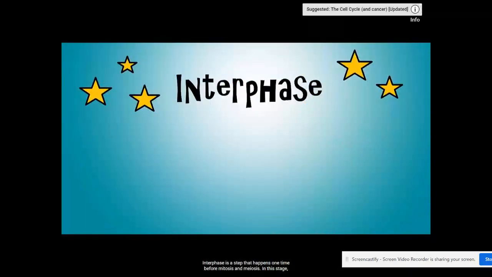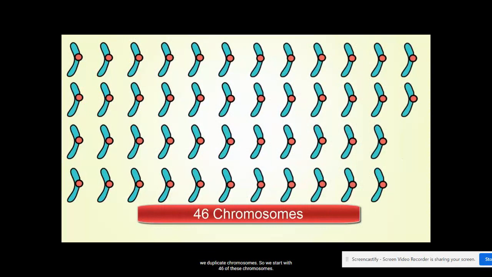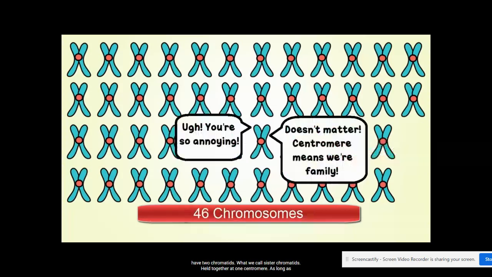Now, interphase is a step that happens one time before mitosis and meiosis can start. In interphase, this is where we duplicate the chromosomes. First we start with 46 of these chromosomes, which is how many chromosomes are found in human body cells. As you can see in our little picture, they kind of look like little sticks. But after duplicating in interphase, we still have 46 chromosomes technically, but they have 2 chromatids. We call them sister chromatids, and they're held together at 1 centromere.